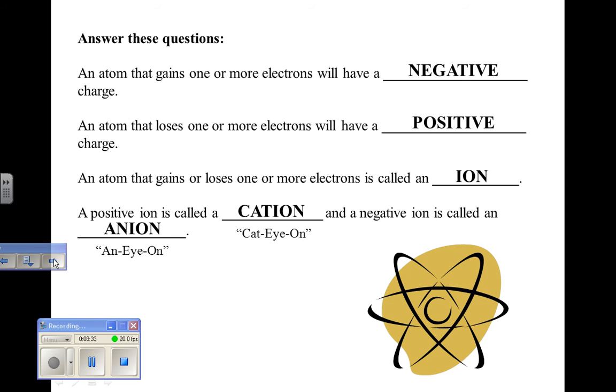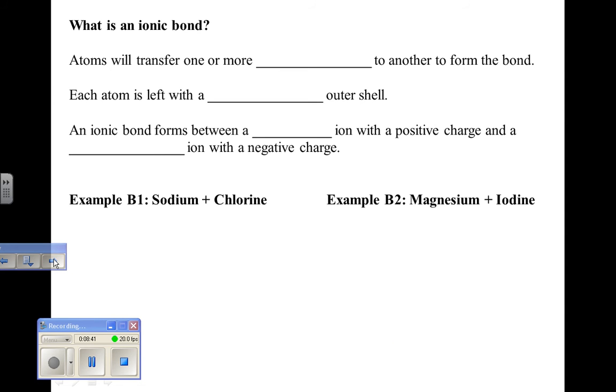Ionic bonding. It's one of 2 types of bonds. In ionic bonding, atoms will transfer 1 or more electrons to another to form the bond. Each atom is left with a good, complete outer shell. Okay, ionic bonds form between metals and nonmetals. So what we have is ionic bonds forming between the metals on the left side of the periodic table with the nonmetals on the right-hand side.